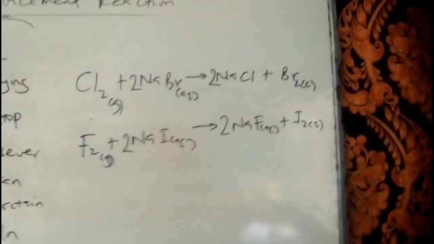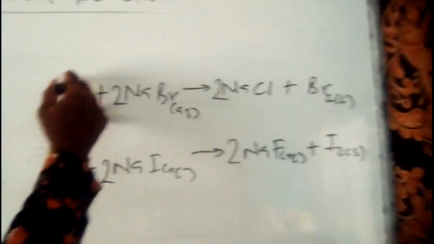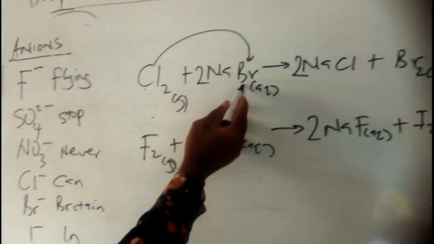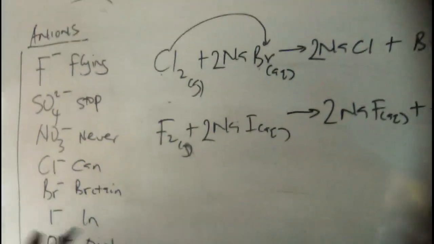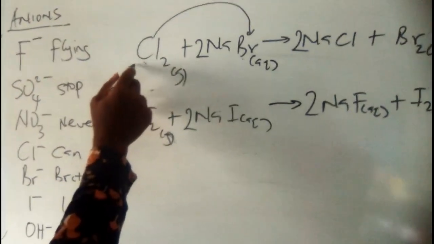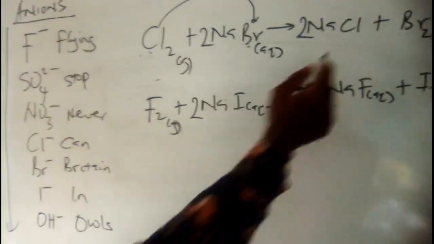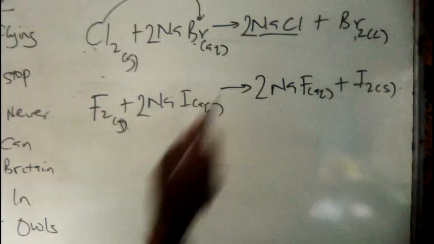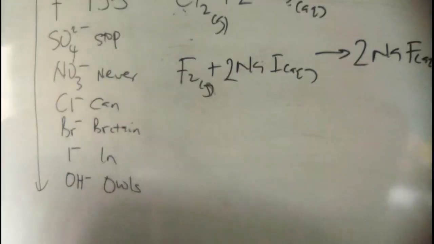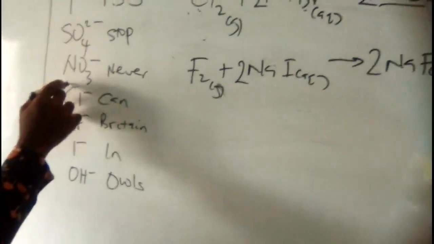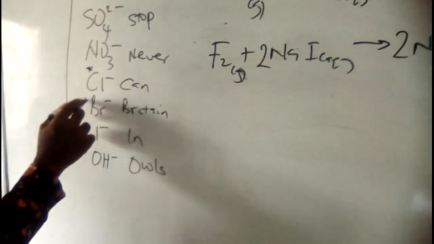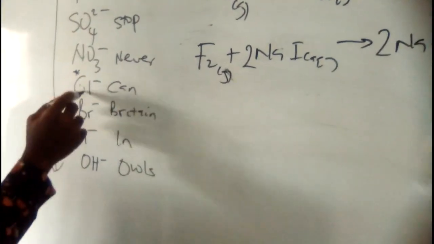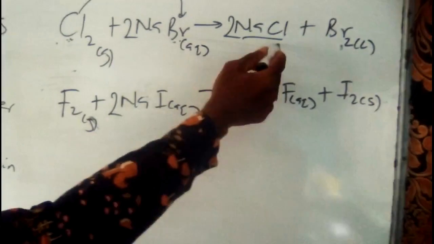In the example, we see that chlorine was able to displace its fellow anion. Anion will displace anion, while cation will displace cation, as I said before. So chlorine will displace bromine to give you sodium chloride and bromine molecule. Why is it possible? Look at fluorine's position, chlorine's position, then look at bromine. Chlorine is more reactive than bromine. That's why chlorine is able to displace bromine and take its position.